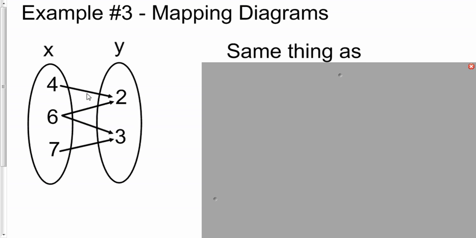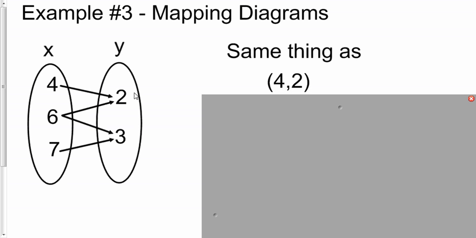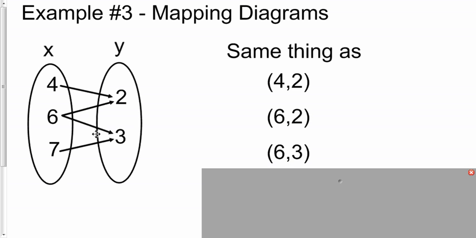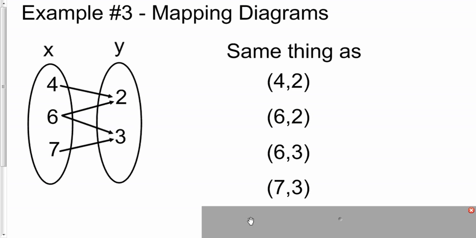This 4 actually has an arrow pointing to 2, which means, hey, 4, 2 is what they'd like you to know is an ordered pair. 6, don't let the split arrow fool you. It just means that 6 is paired up with 2, as it is also with 3. So 6 is paired up with 2, as it is to positive 3 as well. And then the last one would be 7, 3. So that's how you would read a mapping diagram.